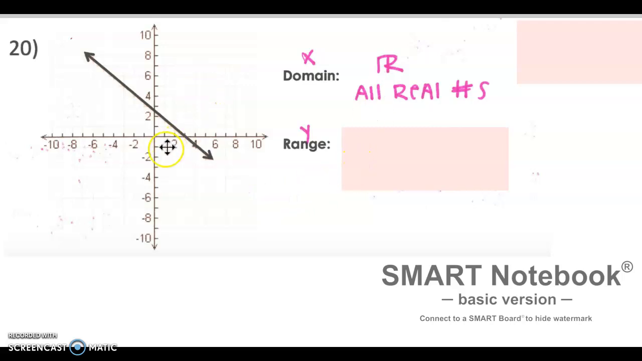Same thing if you think about the range. My line's going to keep going forever in the positive y direction, and it's going to keep going forever in the negative y direction. So the range of this function is also all real numbers. Any y value will work.